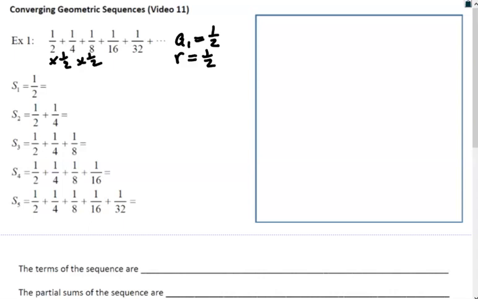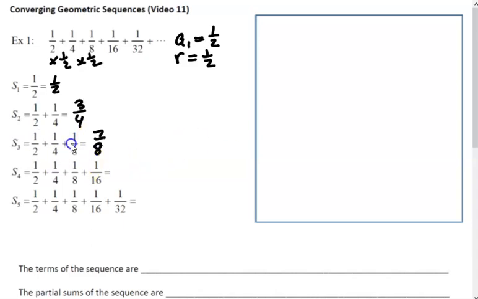Now let's look at the partial sums of this sequence. Our first partial sum, of course, is just 1/2. Then we have 1/2 plus 1/4. Well, 1/2 is 2/4 plus 1/4, that would give me 3/4. Then I have 1/2 plus 1/4 plus 1/8. Well, I already did 1/2 plus 1/4. That's 3/4, which is the same as 6/8. Add another eighth and you get 7/8.